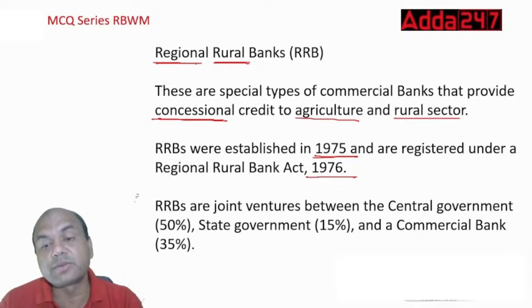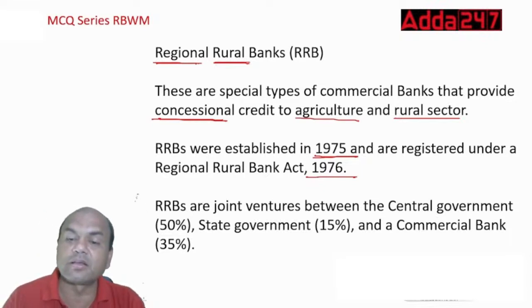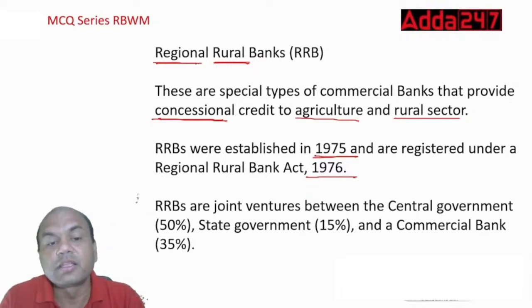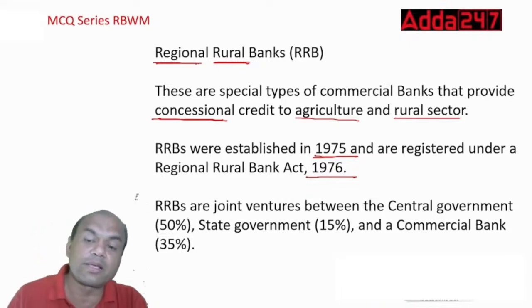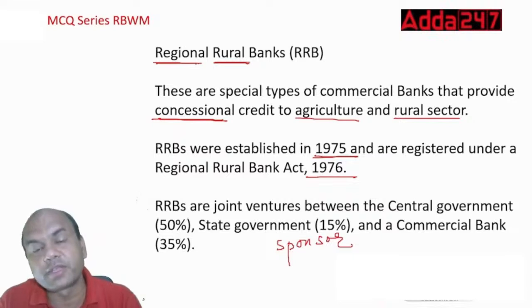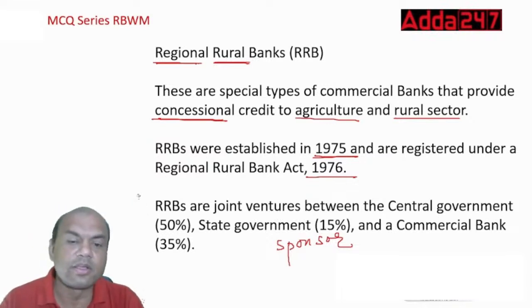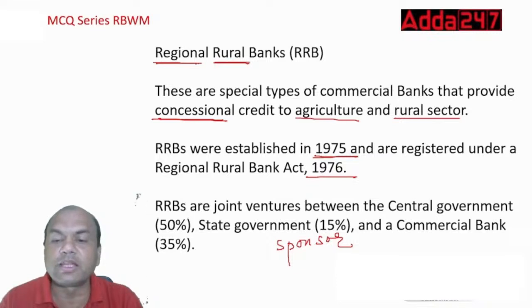RRBs are joint ventures between the central government, state government and a commercial bank. It means for any RRB which is formed, 50% of the capital is from the central government, the state government has 15% of the capital, and the commercial bank, known as the sponsor bank, holds 35% of the equity of this RRB. From your exam point of view, remember this is the structure: central government 50, state government 15 and commercial bank 35.